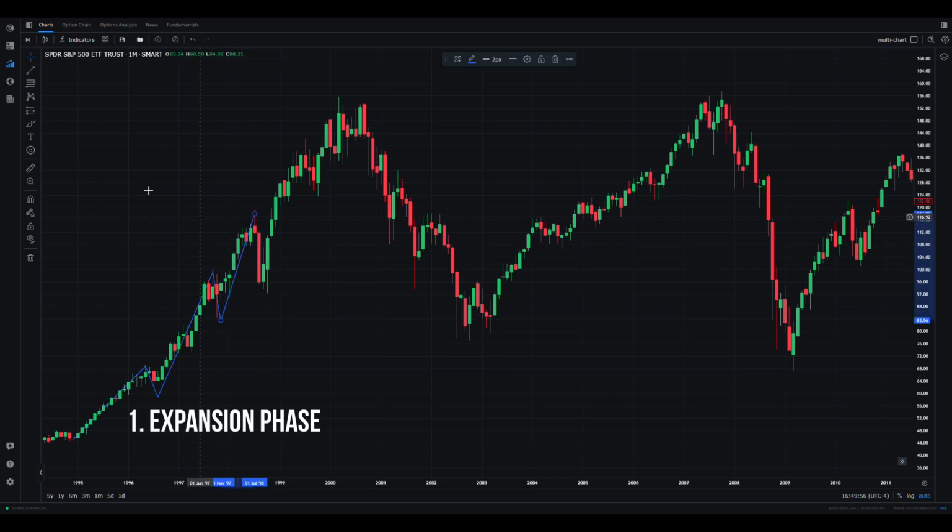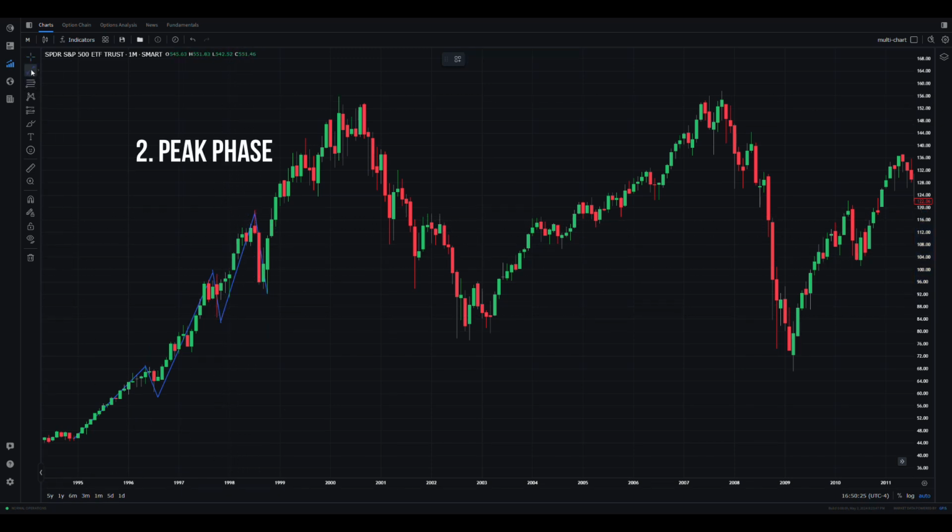1. Expansion phase. The expansion phase typically begins with a bull market characterized by rising prices, increasing investor optimism, and strong economic fundamentals. During this phase, economic indicators such as GDP growth, corporate earnings, and consumer confidence are generally positive. Investor confidence is high, leading to increased buying activity across asset classes.